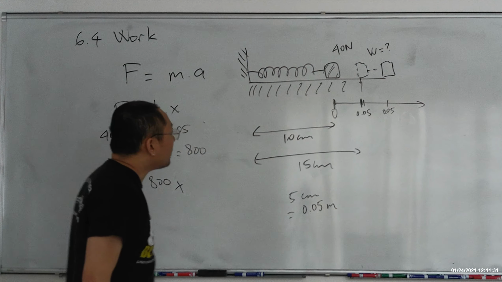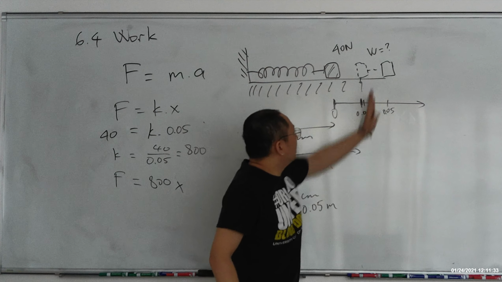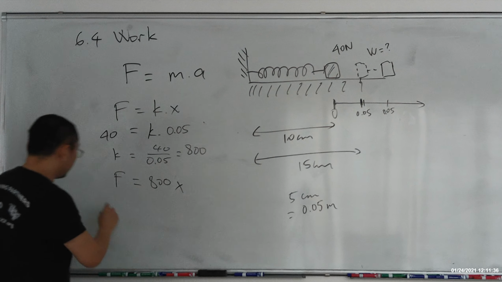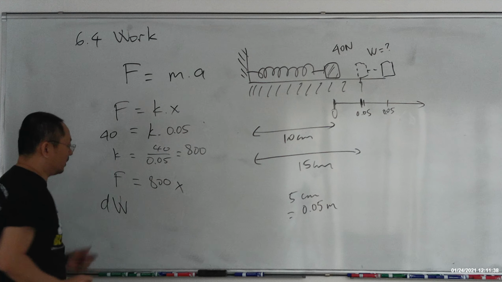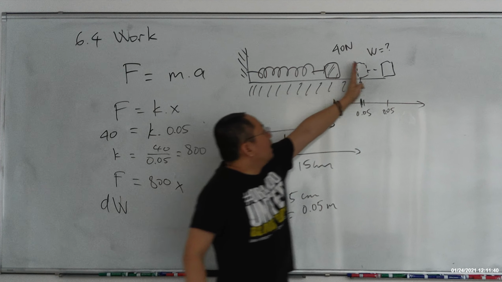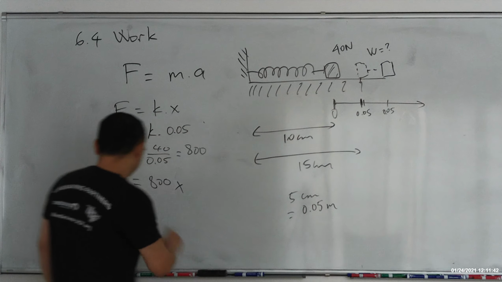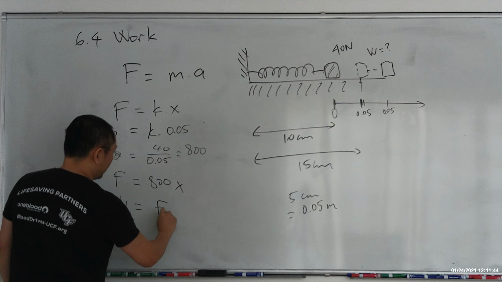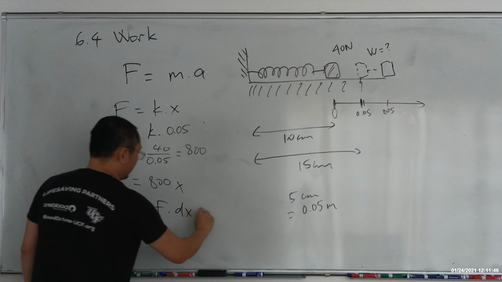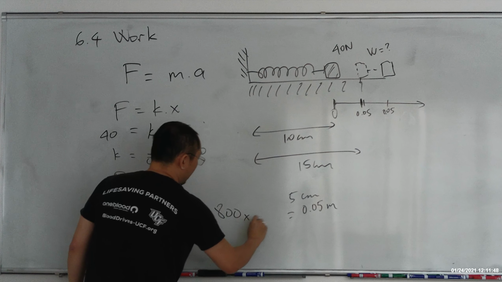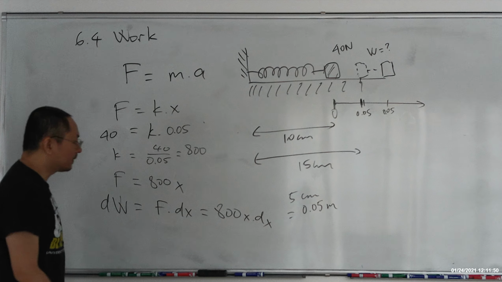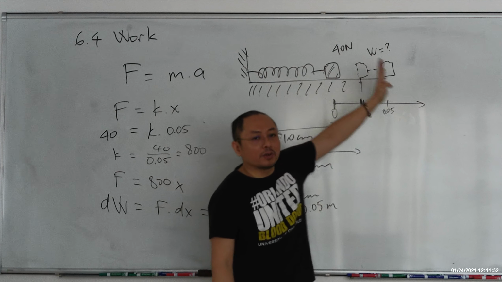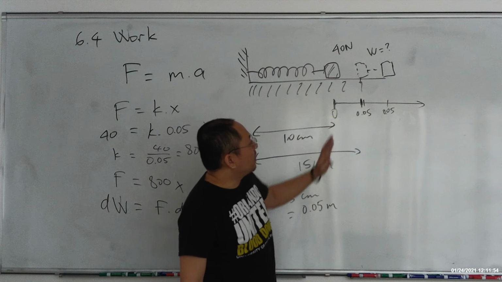Okay, so we are right here. We move a little bit further, say move dx, so the little work needed to move the object from here to a little bit further is force times a little bit of distance, which is 800x times dx, okay? And then you add all the little work together. Hopefully you guys are with me so far.